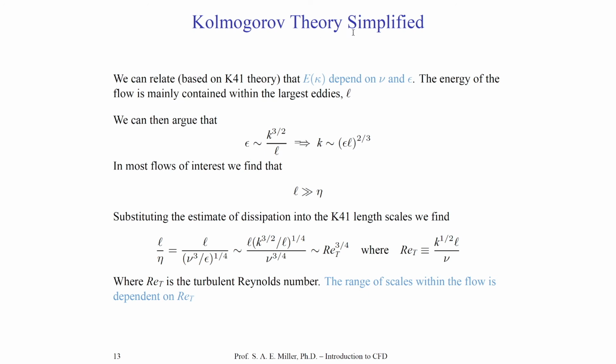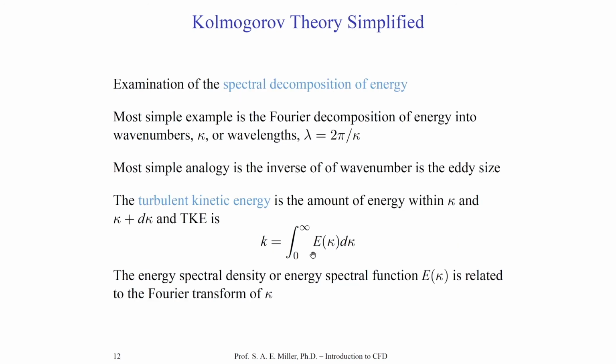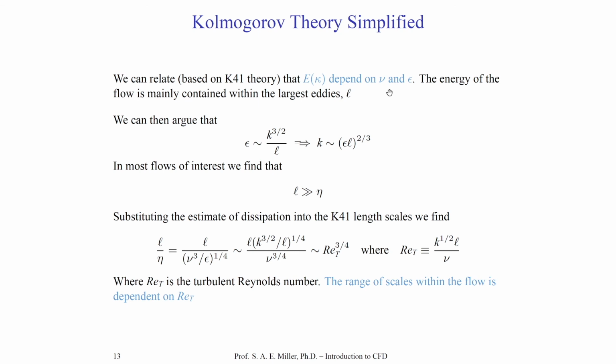Now, here we will argue that the energy spectrum of turbulence, the E of k, which defines the energy of the turbulent kinetic energy at any particular wave number, will only depend on the viscosity and dissipation. This is an argument. The only two parameters are the viscosity and dissipation of the turbulent flow in any spacetime. So this energy mainly will flow and be contained within the largest eddies, which we observed previously, and we'll call those largest eddies L.